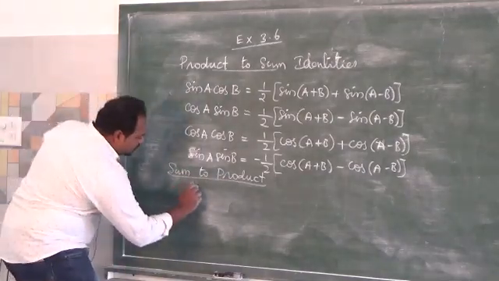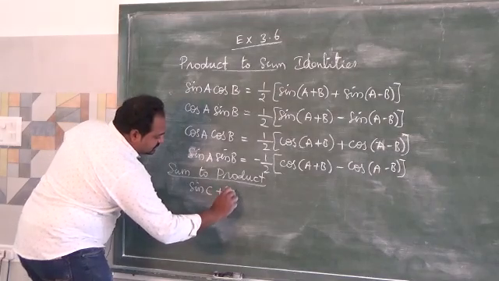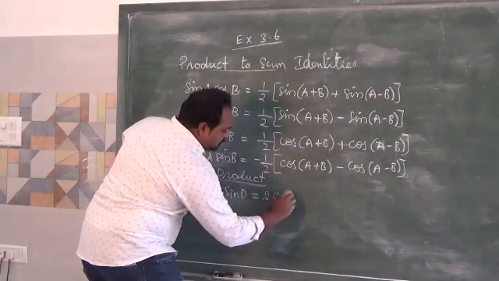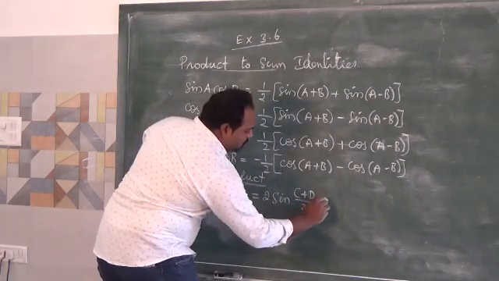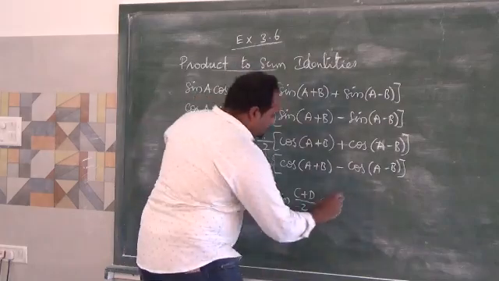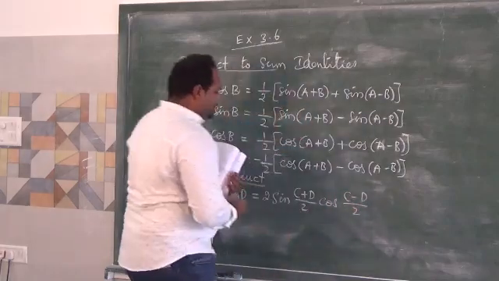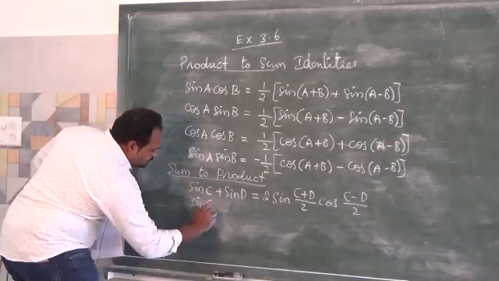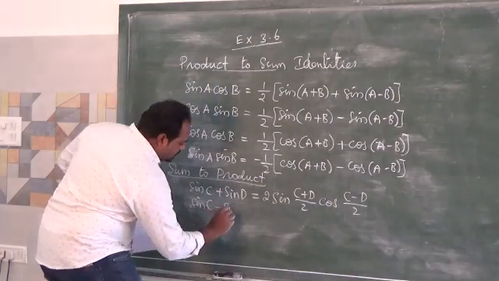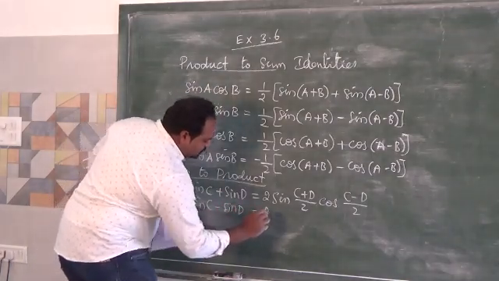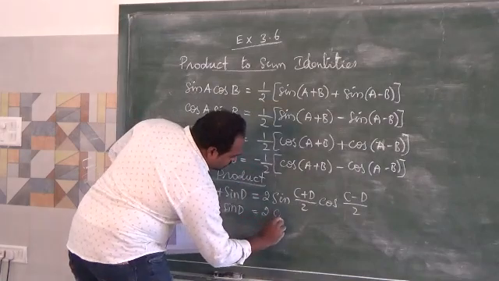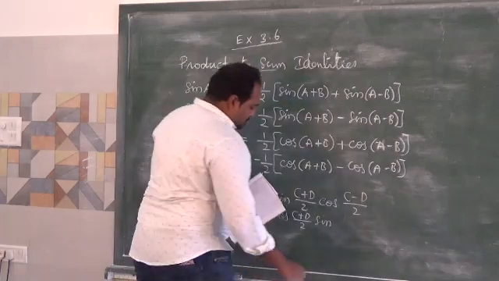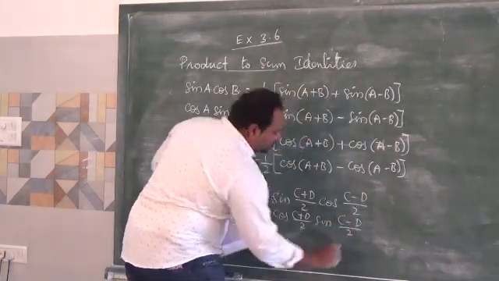First one, sin C plus sin D equals 2 sin((C plus D) by 2) cos((C minus D) by 2). Second one, sin C minus sin D equals 2 cos((C plus D) by 2) sin((C minus D) by 2).